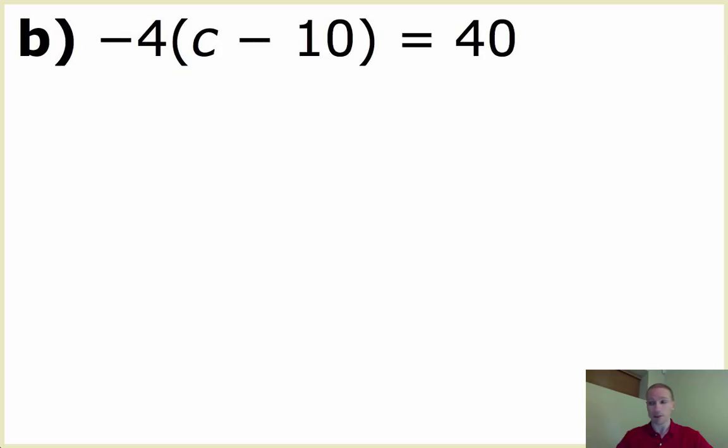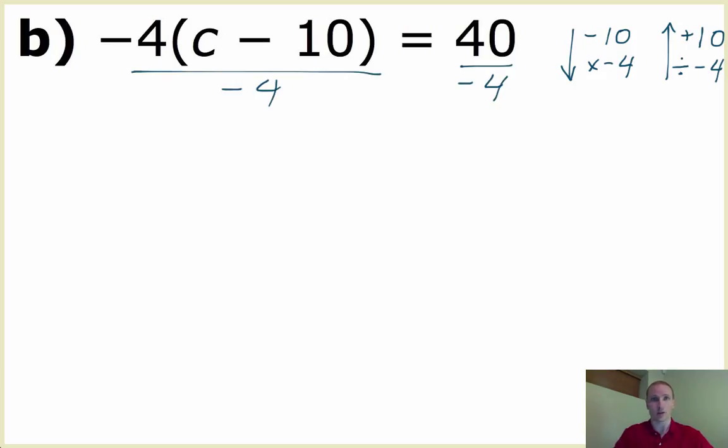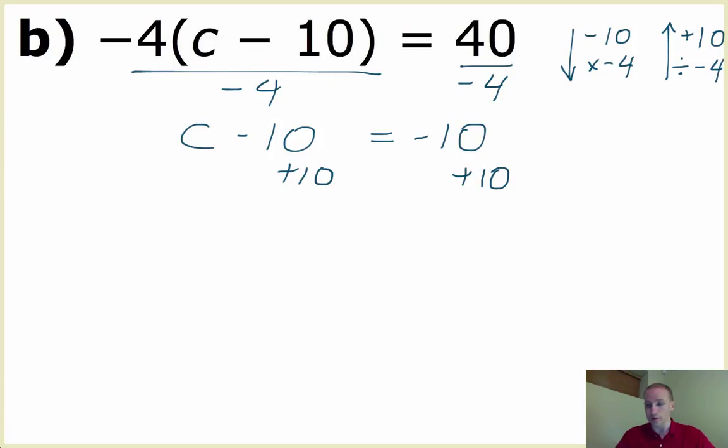And now moving on to part B, we've got another equation with brackets here, and start by asking yourself, what is it we're doing to c? Well, we're subtracting 10 and then we're multiplying by -4. And you can jot that down somewhere. And so now what we want to do is undo this in reverse. So we're going to divide by -4 and then add 10. So starting with dividing both sides by -4, we end up with c minus 10 equals -10. And now adding 10 to both sides leaves you with c equals 0.